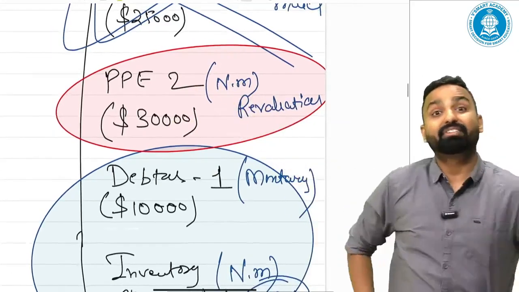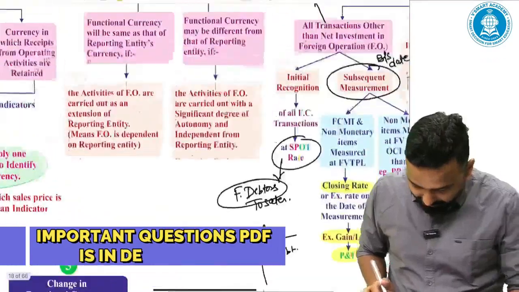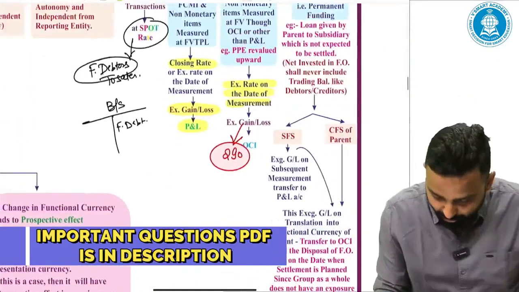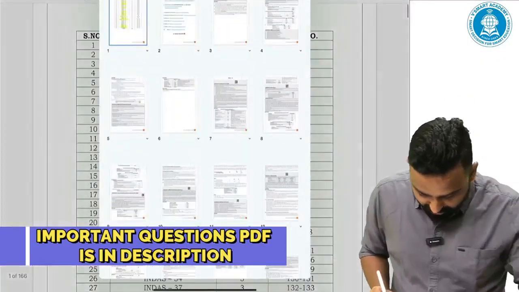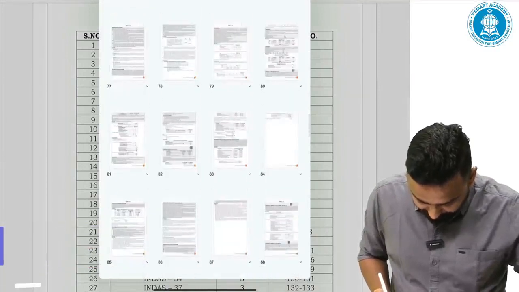Now for this, I have a very good question. The question number 90 in my important question list. Let me show you one good question.